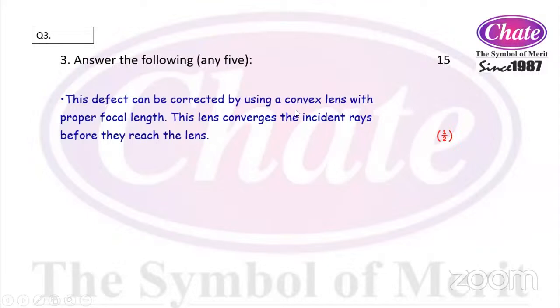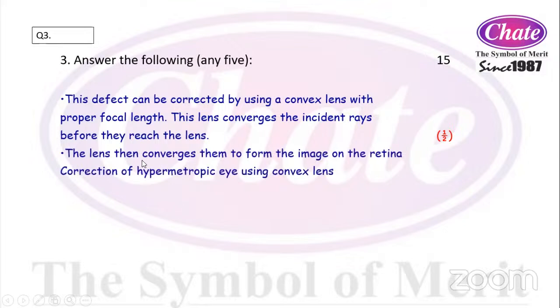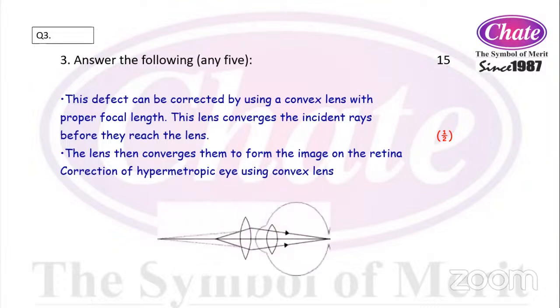This defect can be corrected by using a convex lens with the proper focal length. This lens converges the incident rays before they reach the lens. The lens then converges them to form image on the retina. Correction of hypermetropic eye using lens, that means the convex lens. So in this way, you can get a convex lens. That convex lens helps the cornea to converge the light.